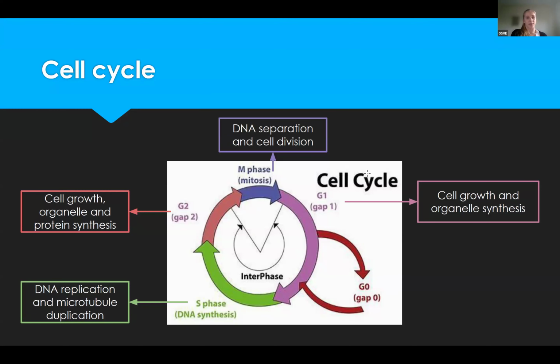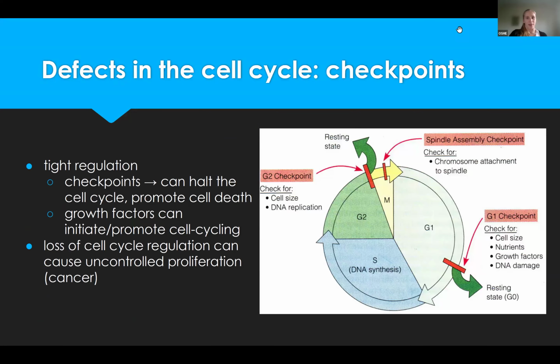And this is relatively important to know because we will be talking about some checkpoints of these phases which can go wrong on the next slide. And this is right here basically. So you can see there's a few checkpoints. There's the G1 checkpoint for the G1 phase and G2 checkpoint for the G2 phase.